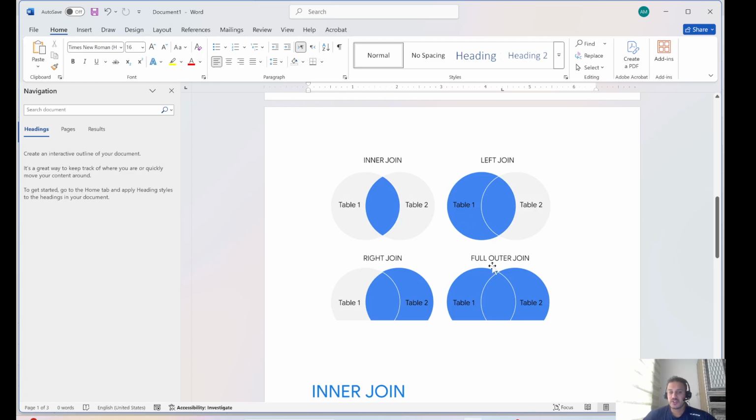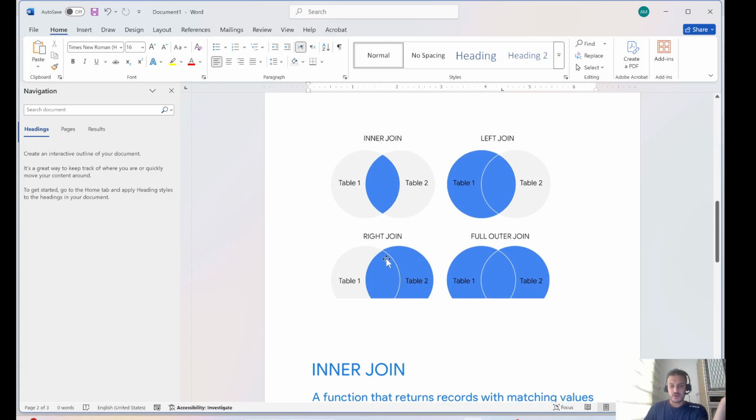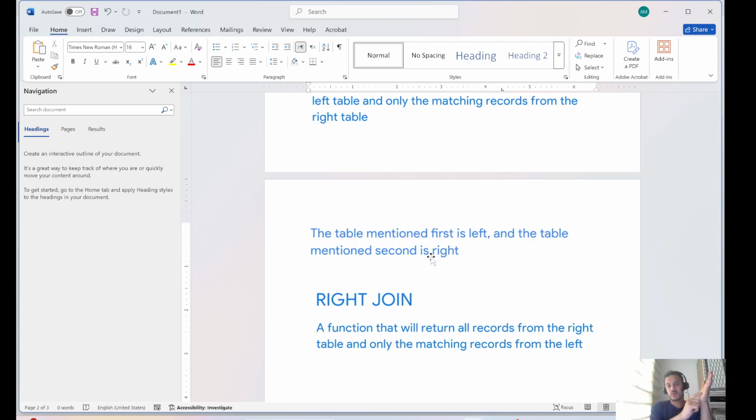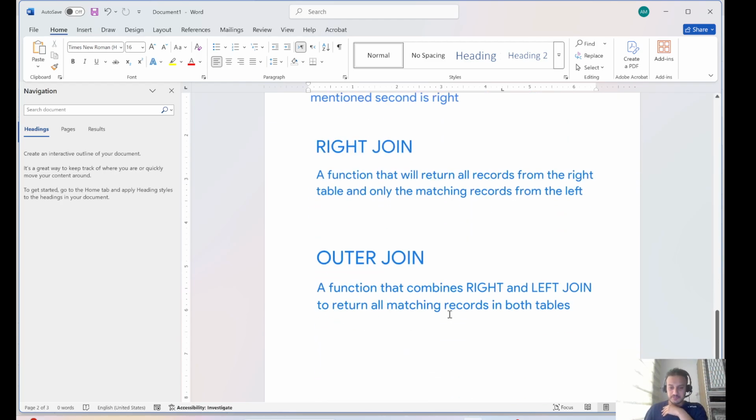So we have four types of join. Inner join combines table 1 and table 2, and gives you only the matching part between them. Left join gives you all the information in table 1 and only the matching information in table 2. Right is the opposite: all information from table 2, and only the matching part from table 1. Full outer join gives you all of table 1, table 2, and the matching part between them. If you write table 1 first, that means this is your table 1. The second will be table 2.